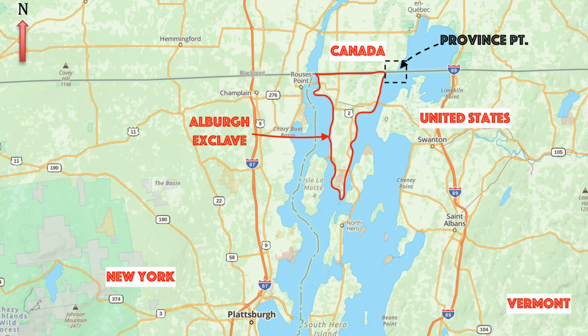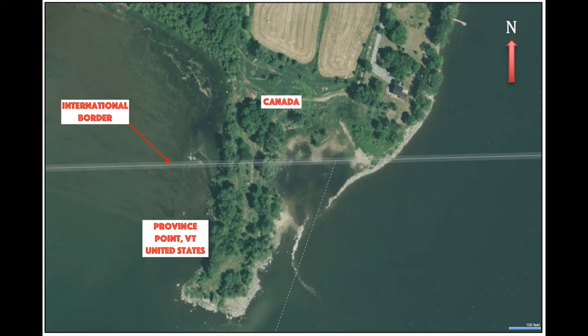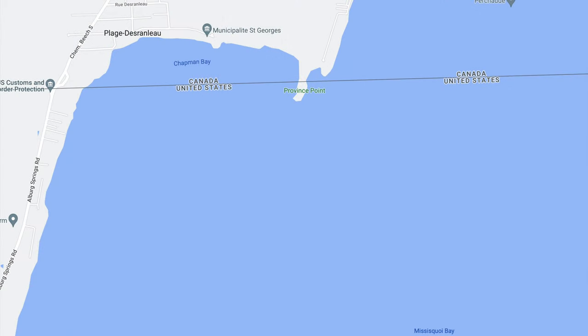However, if you zoom in on this exclave as close as you can get, what you'll notice is just to the east of the primary piece of land that marks the Alburgh Tongue, you'll see the smallest portion of land that just barely juts down across the US-Canadian border. I'm talking about a piece of land that's only 2 acres in size, or 1 hectare. And if you zoom in as far as Google Maps will let you, you'll actually see that this piece of land is titled Province Point.